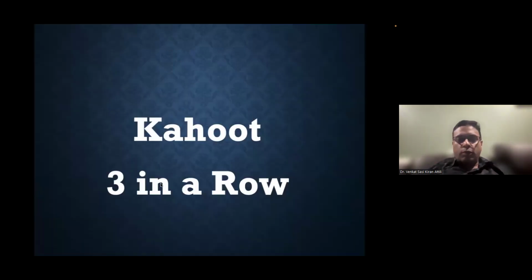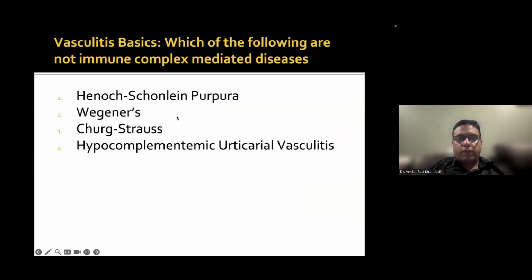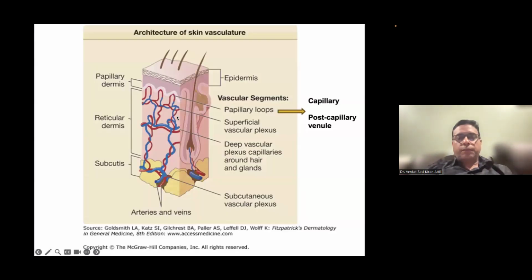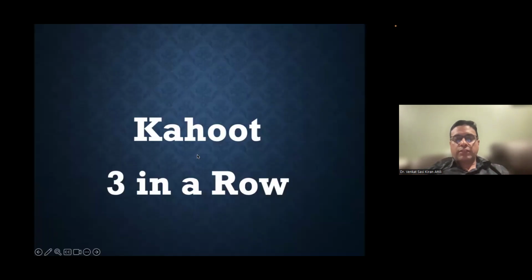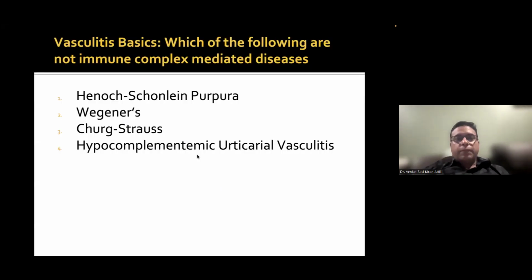Now, why is this important? Because the pathology of each type of vasculitis depends on which part of the vasculature is affected. And that's very important for us to understand if we need to understand the vasculitis. So we have 3 Kahoot questions, which are basically basics, which you should know by now. We've got 3 Kahoot questions in a row. The first question is this.